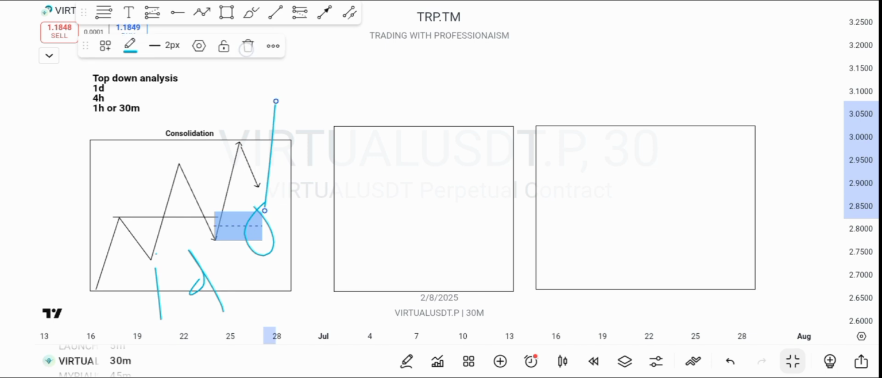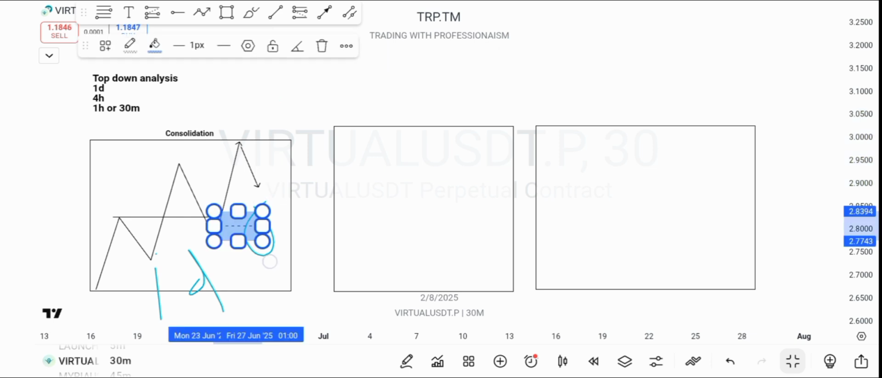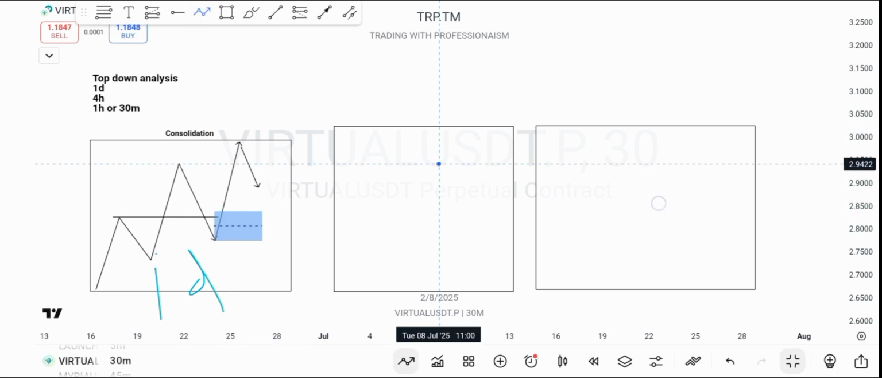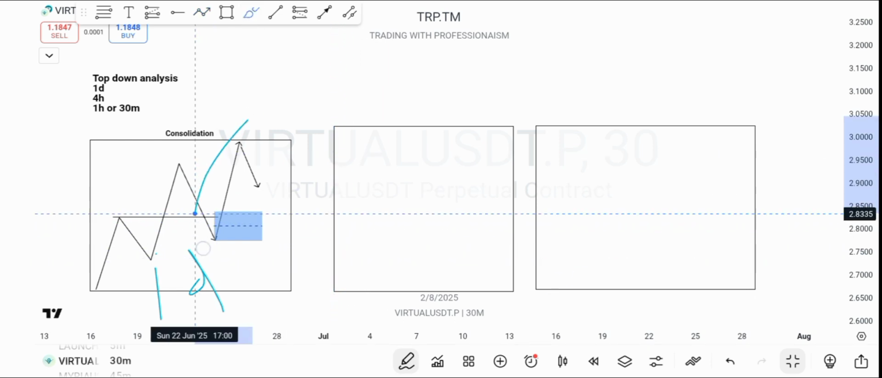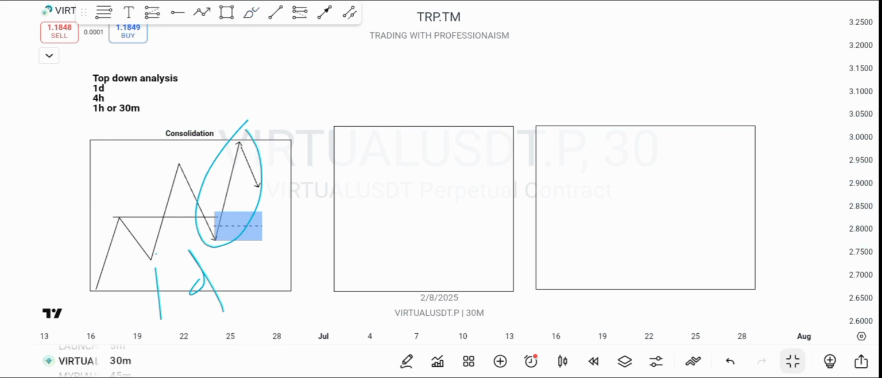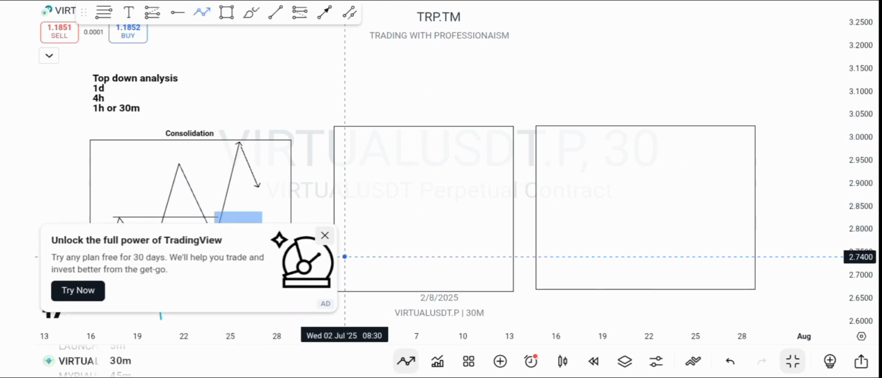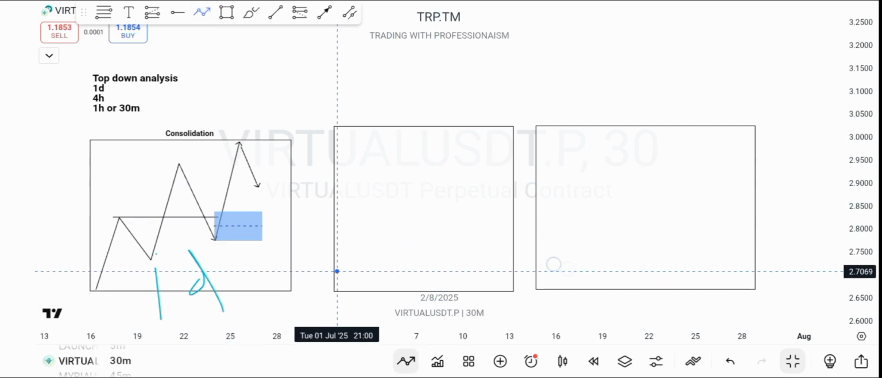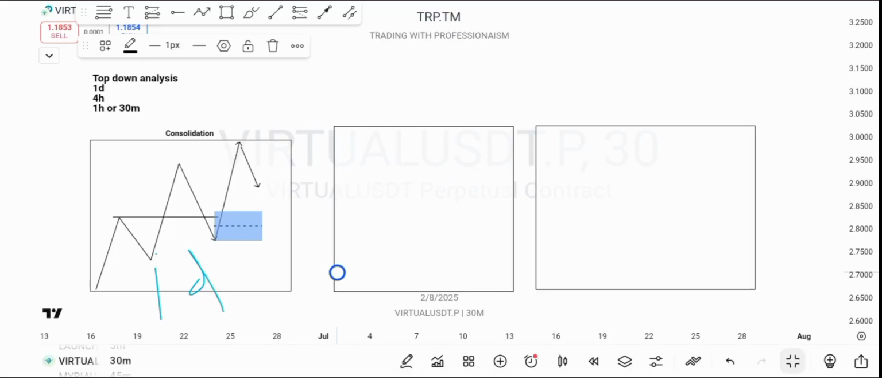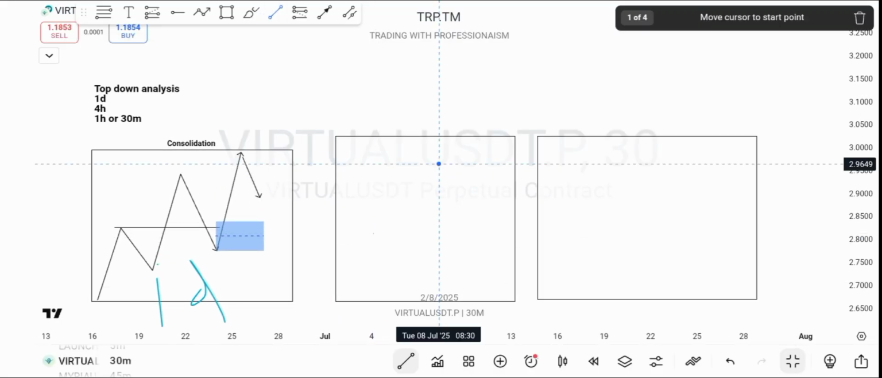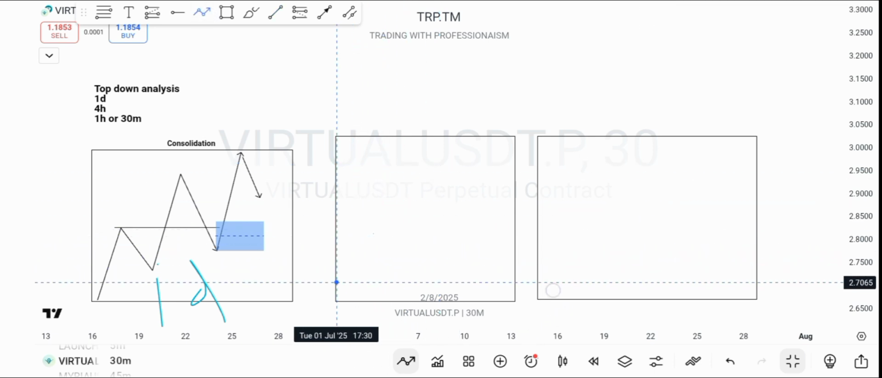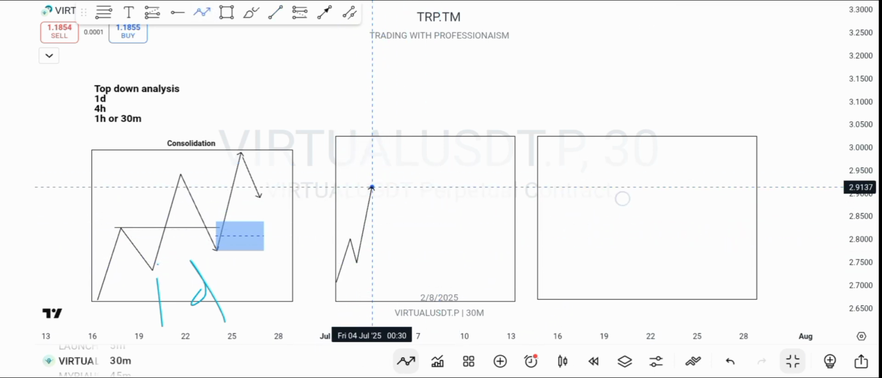Then you drop down to the 4 hour time frame. This is what you are looking for in the 4 hour time frame. In the 4 hour time frame, you're going to see something similar to this, something like this going up.